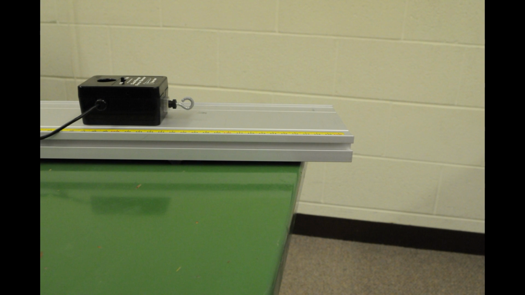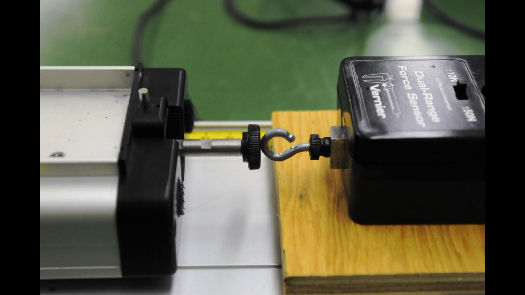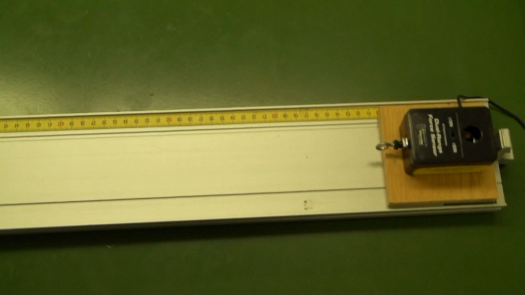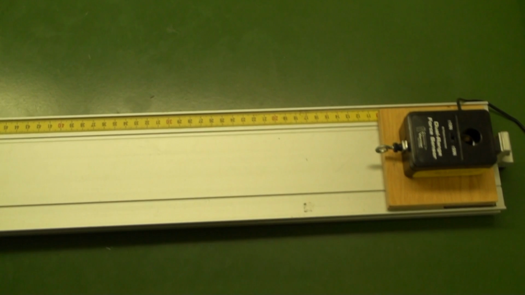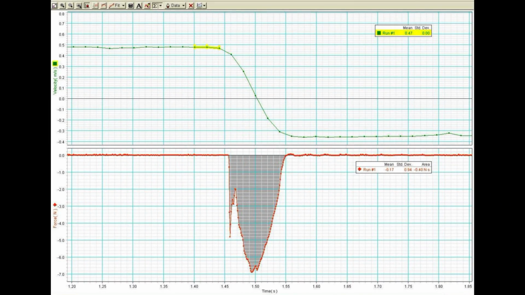First, you must calibrate your force sensor in the horizontal position with no weight, and then with 4.9 newtons of force, that is 500 grams, pulling on the string. Make sure that the plunger on the cart lines up well with the hook on the force sensor. Push the start button on Data Studio and give the cart a shove toward the force sensor and allow the collision to take place.